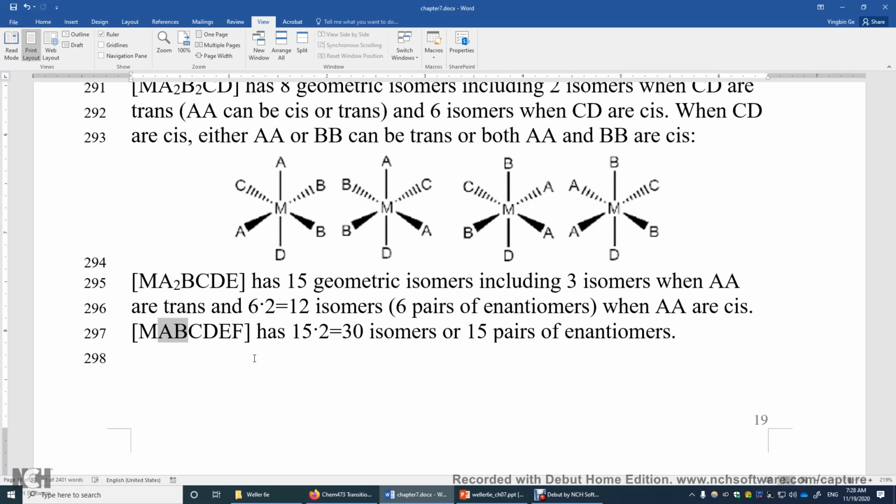And don't stop there. Once you have these 15 different arrangements, you'll realize that none of the 15 structures has any improper rotation symmetry element. And that means all 15 are chiral. All 15 will have their enantiomers. So we have a total of 15 pairs of enantiomers, or 30 geometric isomers, when all 6 ligands are different from each other.